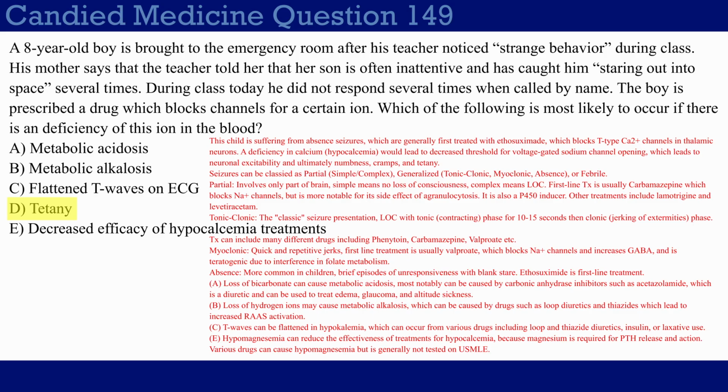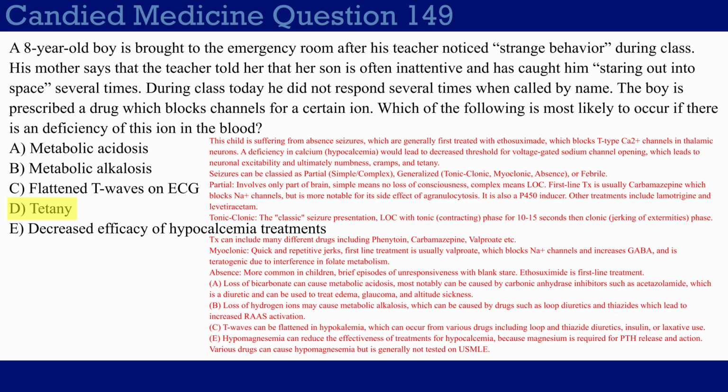So myoclonic seizures, this is the one where you have like quick and repetitive jerks of certain extremities is usually how they present it. First line treatment is valproate, blocks sodium channels and also increases GABA, so it kind of works at two different spots at once. And as I just mentioned earlier, it's teratogenic.